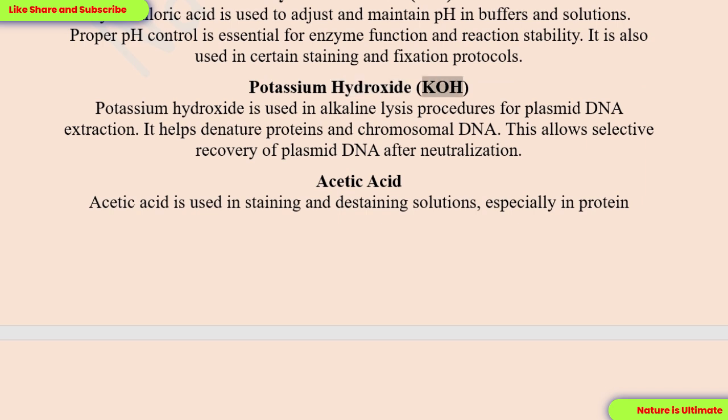Potassium hydroxide, KOH. Potassium hydroxide is used in alkaline lysis procedures for plasmid DNA extraction. It helps denature proteins and chromosomal DNA. This allows selective recovery of plasmid DNA after neutralization.